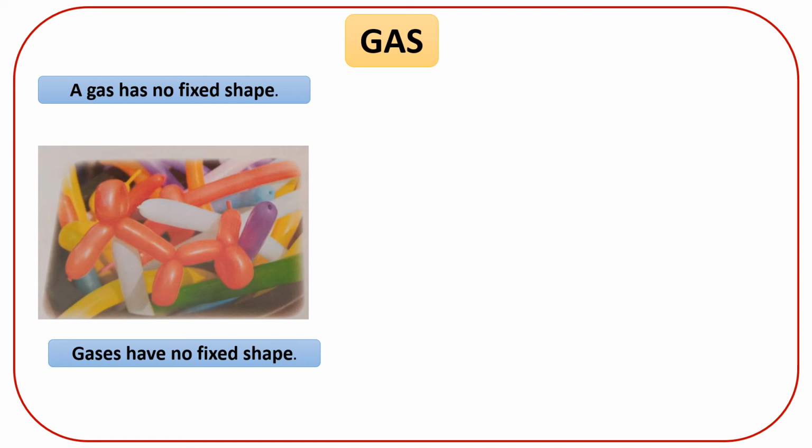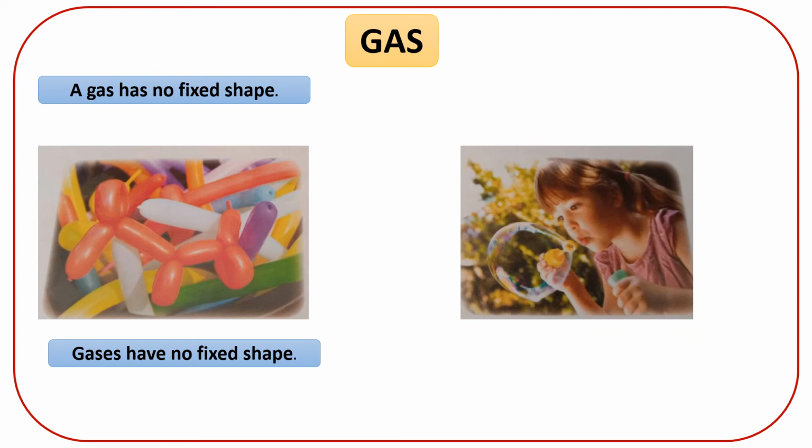Let's go on. Look at this picture. This picture shows that gases can flow freely. So they have no fixed shape, and they have no fixed volume. So gases have no fixed shape and volume. Okay? Thank you so much, students.